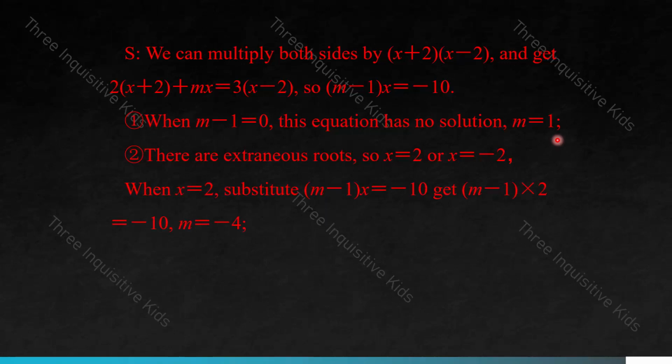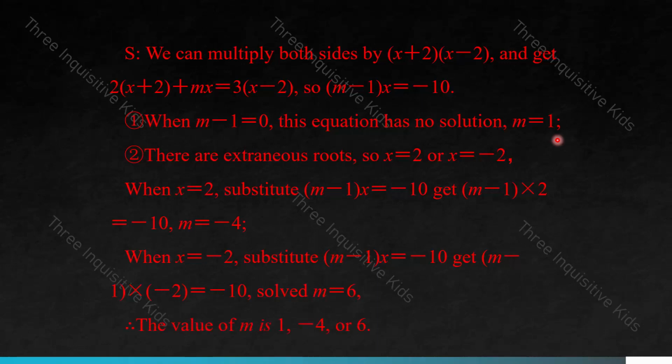When x = 2, we can substitute that in to get m = -4. When x = -2, we'll substitute it in to get m = 6. So the value of m could be 1, -4, or 6.